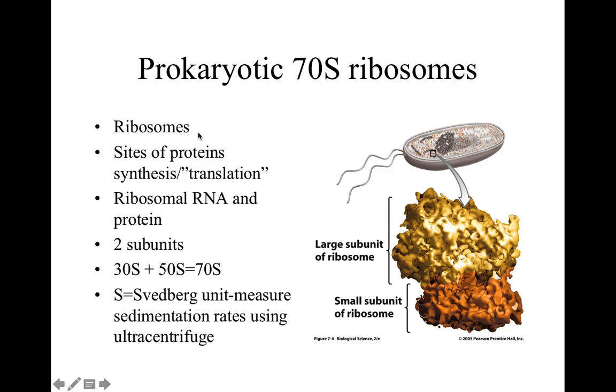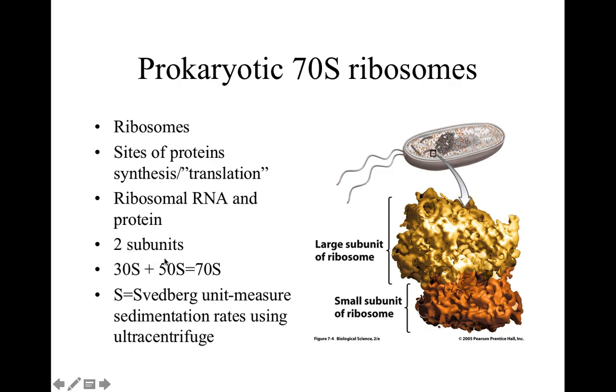Okay, so the ribosomes, they're the sites of protein synthesis or translation. They're made up of ribosomal RNA and proteins. And you might recall, folks, when we were talking about protein synthesis, it's the ribosomal RNA that's the organic catalyst that helps with the peptide bond formation. So we call catalytic RNA ribozymes.